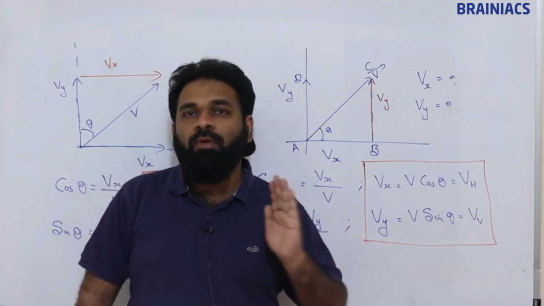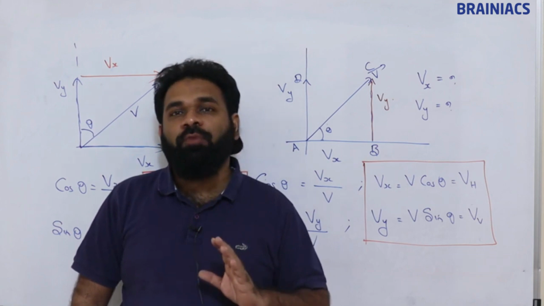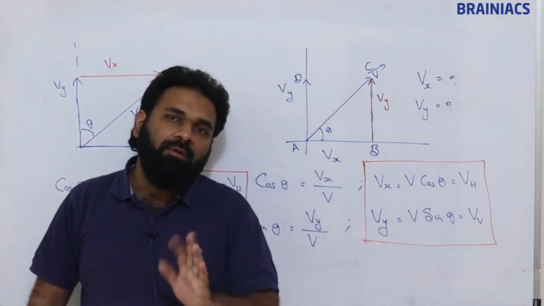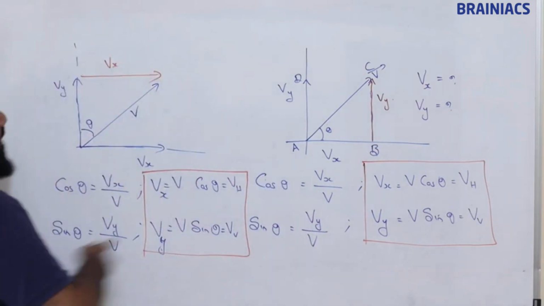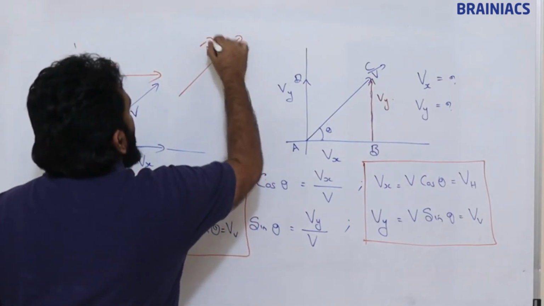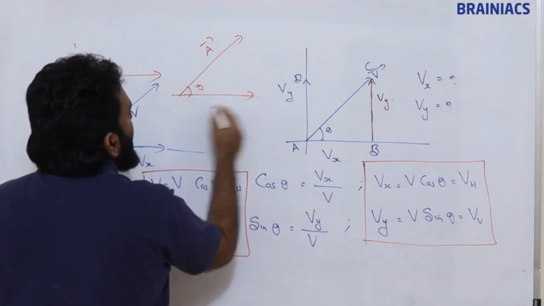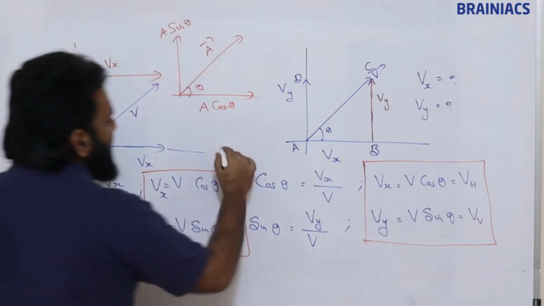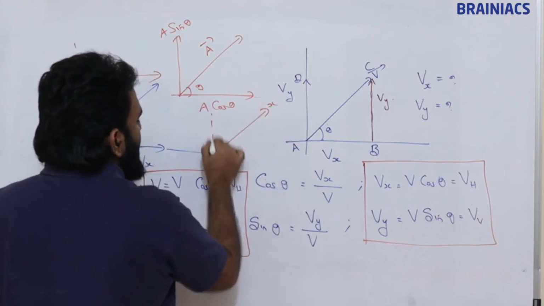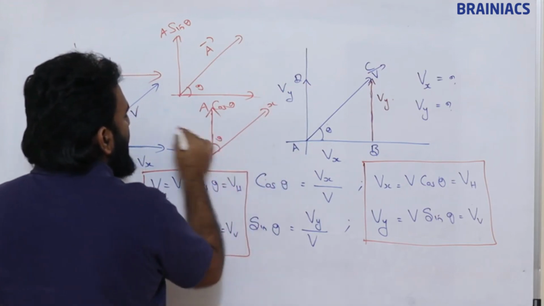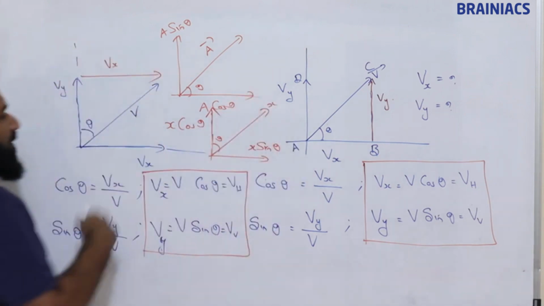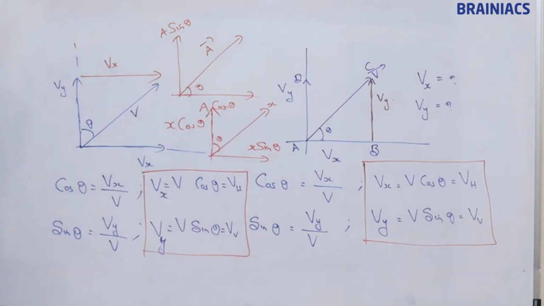So the thing is, when we resolve the vectors, which vector is near to the angle, that will become V cos theta. Which vector is away from the angle, that will become V sin theta. Simply, we can say, suppose this is a vector A, if the angle is given like this, directly we can write this is going to be A cos theta and this is going to be A sin theta. Suppose this vector is x, if this is theta, then directly we can write this is going to be x cos theta and this is going to be x sin theta. Likewise, wherever theta is, that will be cos theta and the other side will become sin theta.